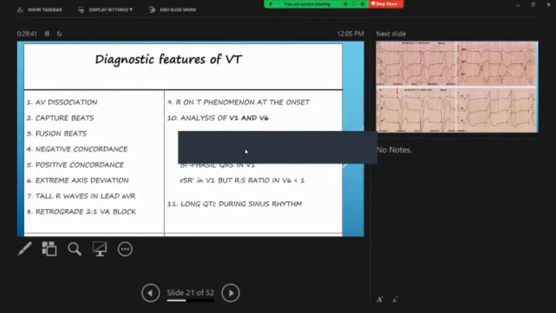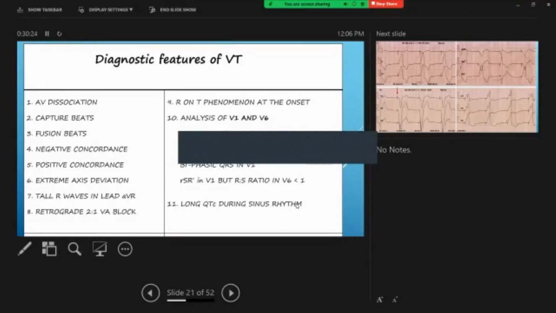Then if there is a monophasic wave in V1, that means an R wave in V1, that is again VT. And in some patients, there may be a biphasic QRS complex, that means a QR complex or RS complex in V1. Again, it makes the diagnosis of VT. Sometimes you will see RSR' morphology, like in right bundle branch block in V1, but if you analyze lead V6, the R/S ratio is less than 1. So it can't be complete right bundle branch block. That is a case of ventricular tachycardia.